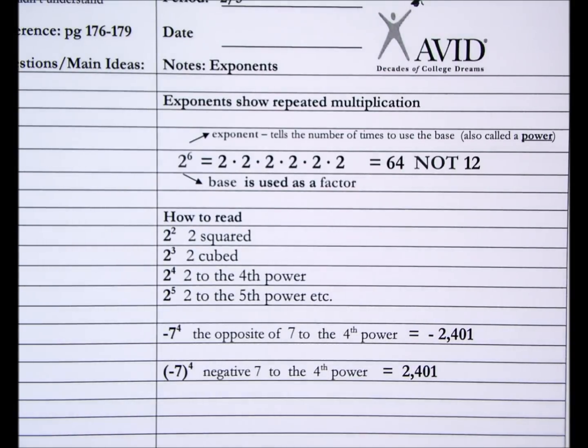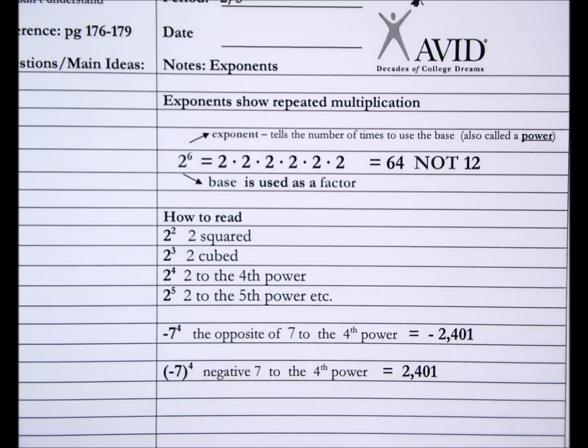When you're reading powers, I want you to know how they're read. You'll say 2 to the 2nd power, but it really should be read as 2 squared. 2 to the 3rd power should be read as 2 cubed. Then you begin to read 2 to the 4th power, 2 to the 5th power, and so on. But the first two are 2 squared and 2 cubed.